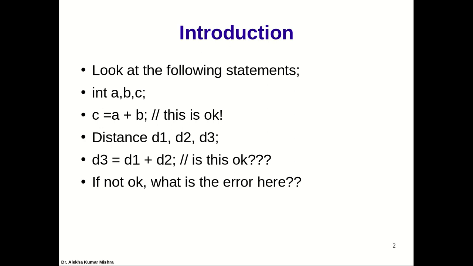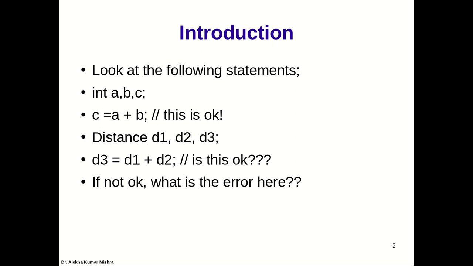Why? Because the operators like plus, minus, multiplication, division are all defined to handle operands which are of primitive type. It's okay when I write c equal to a plus b because a, b, c are primitive types, integers. But distance is a user defined type. The class that we define is a user defined type. So for a user defined type, it does not work directly. But yes, we have a provision that we can achieve this.